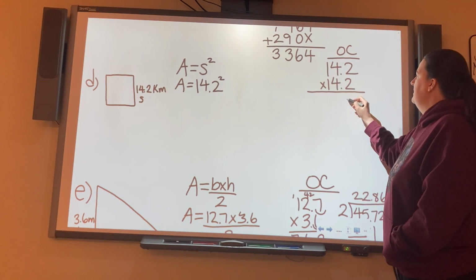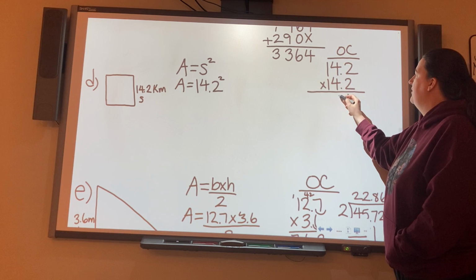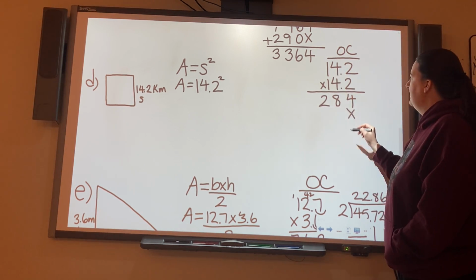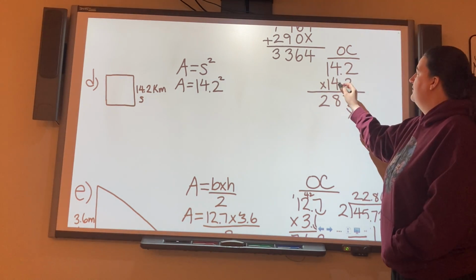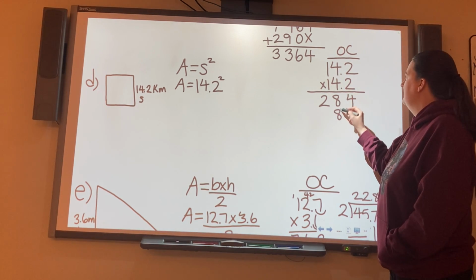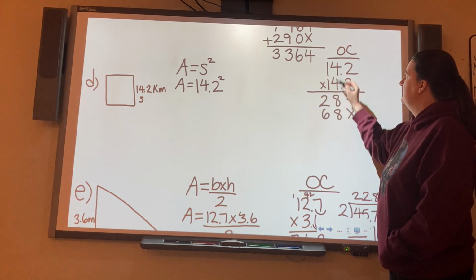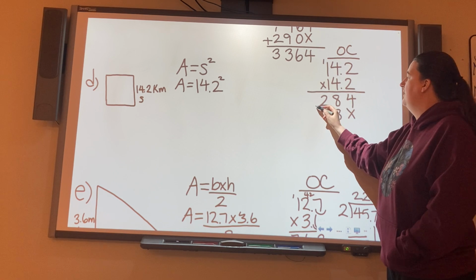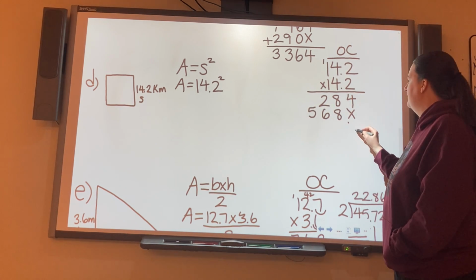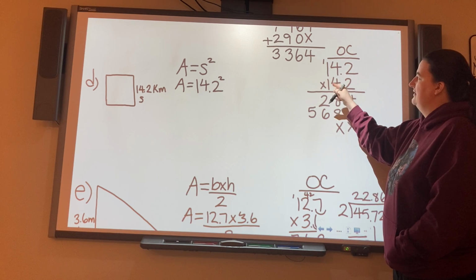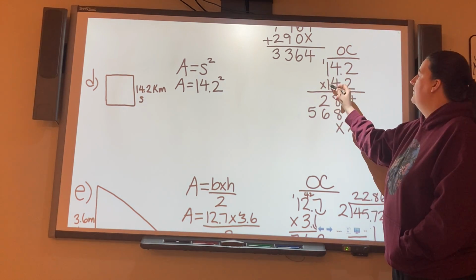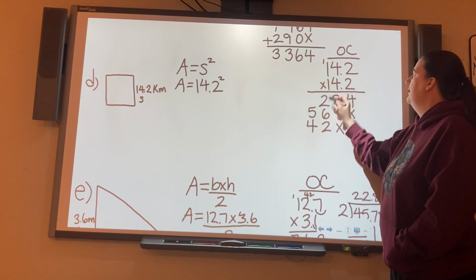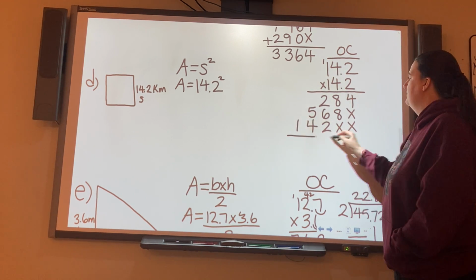2 times 2 is 4. 2 times 4 is 8. 2 times 1 is 2. Put your x, move to the 4. 4 times 2 is 8. 4 times 4 is 16, carry the 1. 4 times 1 is 4, plus the 1 that you carried is 5. Put 2 x's and move to the 1. 1 times 2 is 2. 1 times 4 is 4. 1 times 1 is 1.